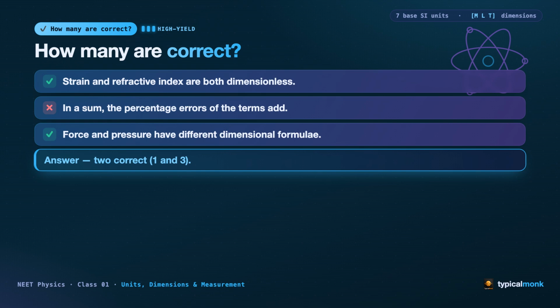Two statements, the first and the third. Strain and refractive index truly are pure numbers, and force and pressure truly differ. Pressure is force per unit area, but the second one falls. In a sum, it is the absolute errors that add, not the percentage errors. Percentage errors add only for products and quotients. That single swap is the trap NEET sets, and now you will not fall into it.